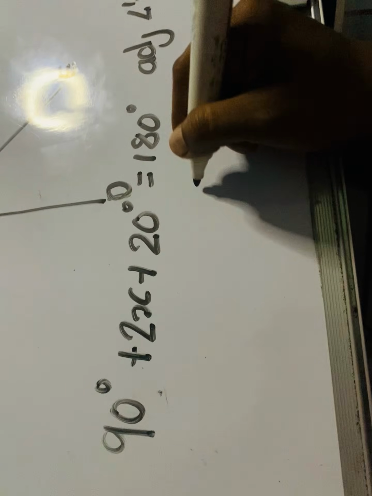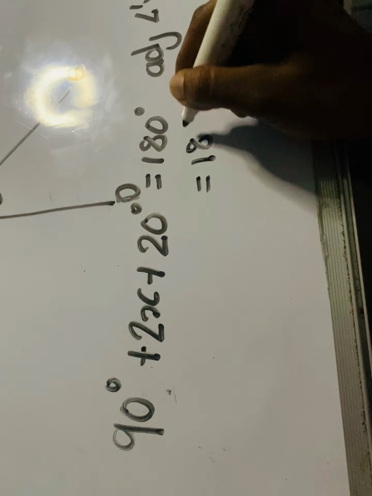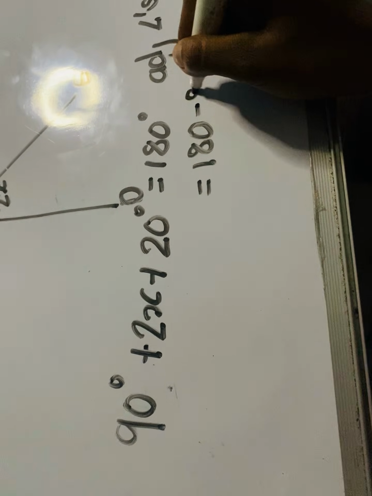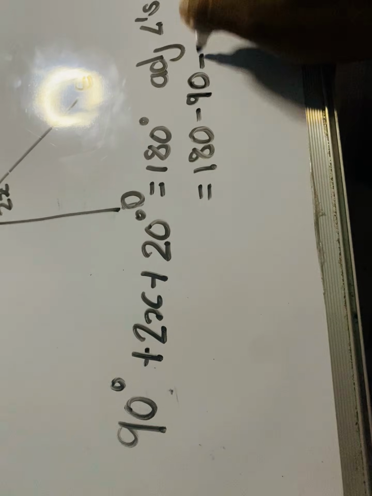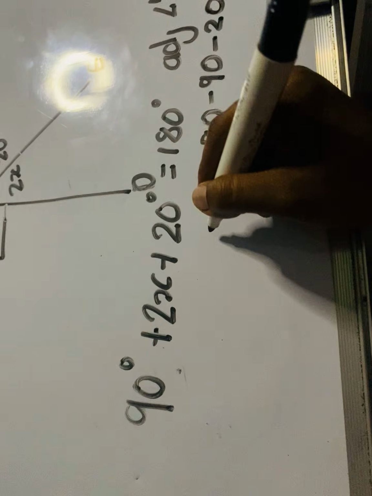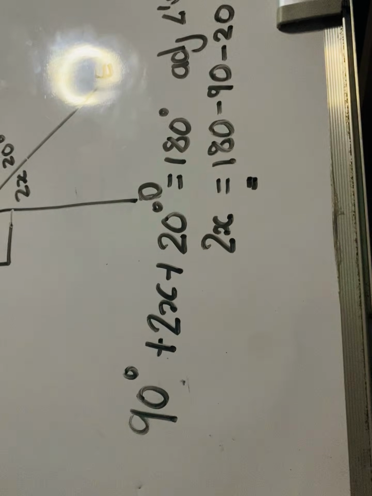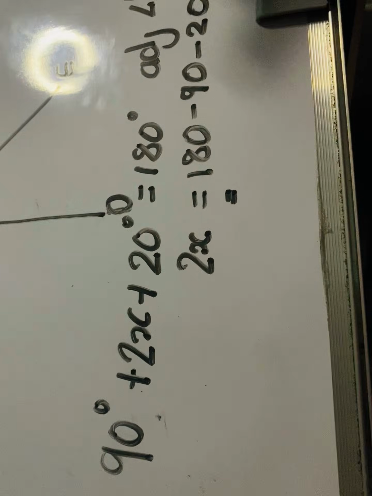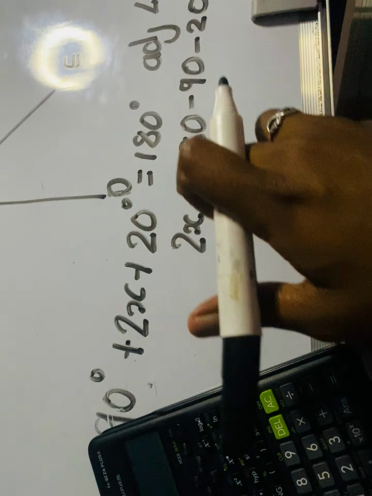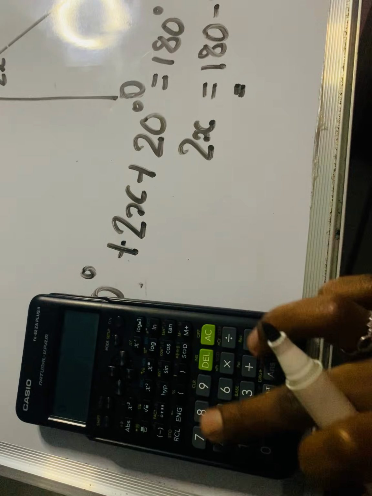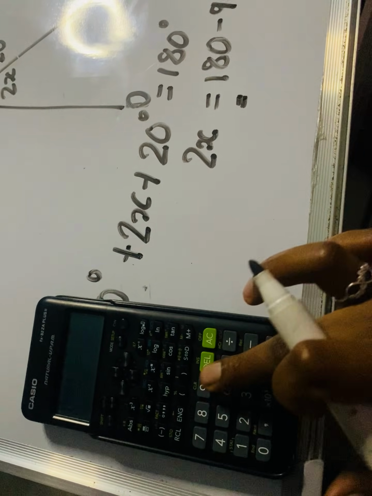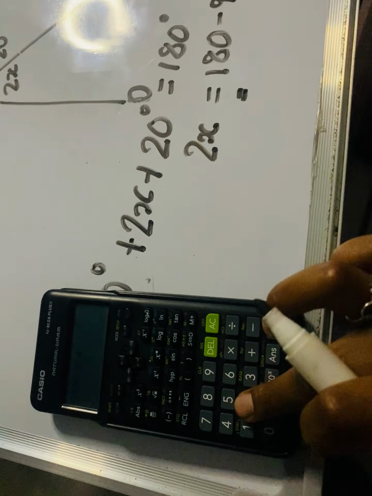All right, to solve this, we have to transpose to the other side. So we have minus 90 minus 20 degrees. Then we have 2x this side, because we're solving for x. You cannot transpose the 2. The 2 is multiplied to the x. So we're going to say 180 minus 90 minus 20.